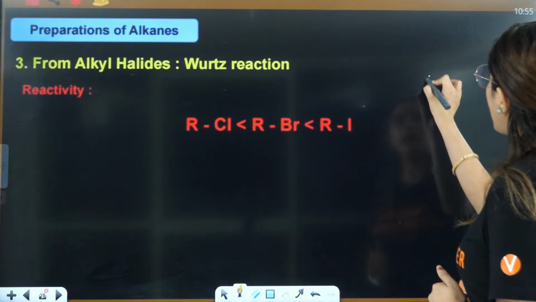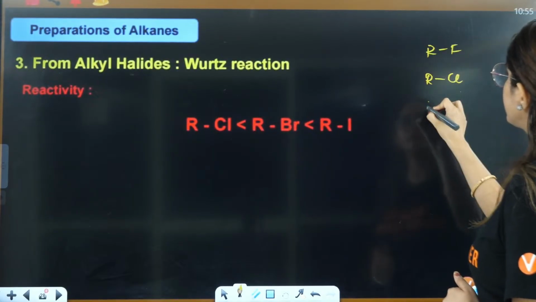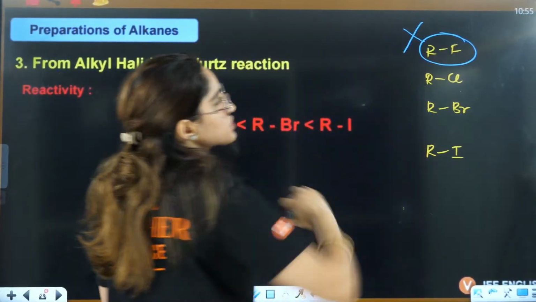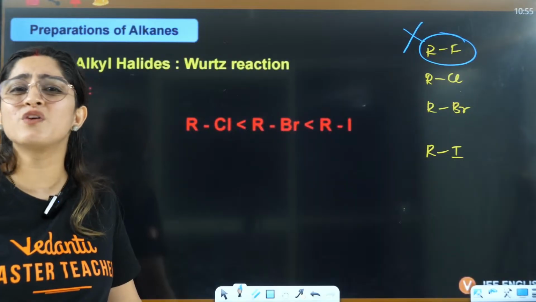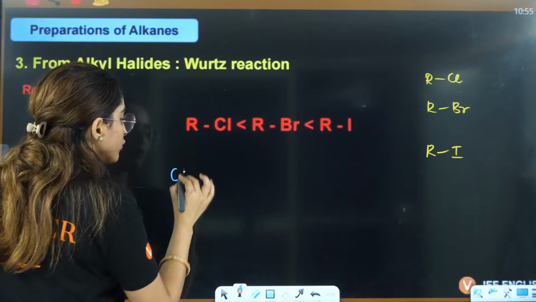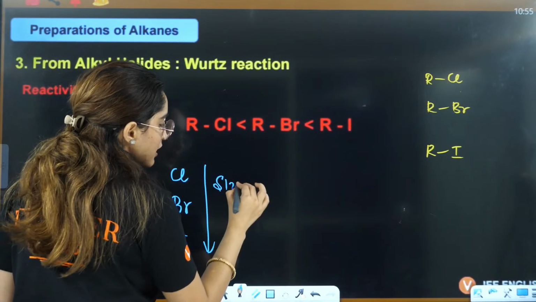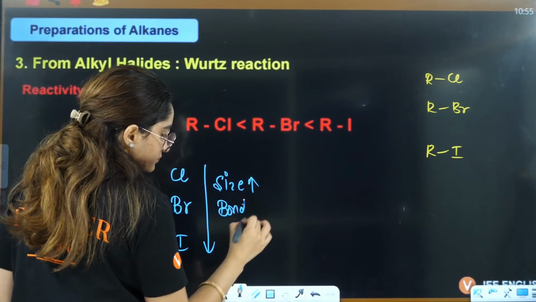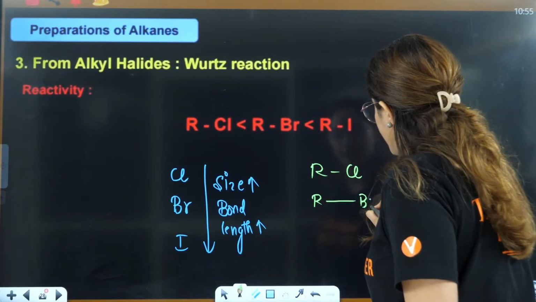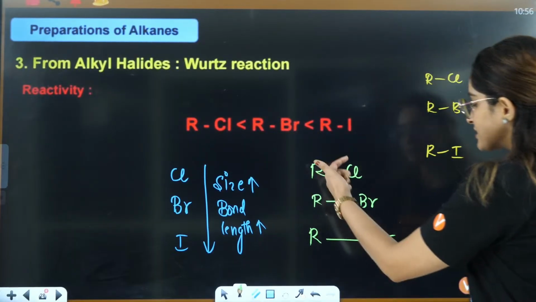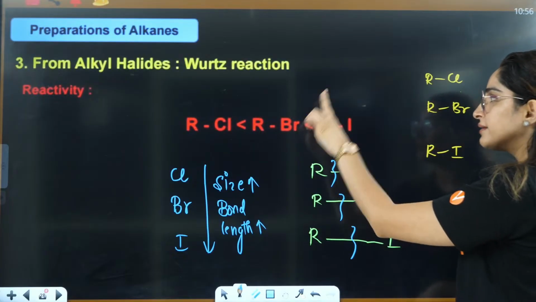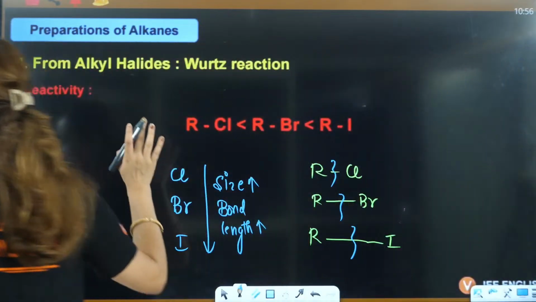Now we know that down the group, this is RCl, this is RF, this is RBr, this is RI. The R-F bond is very difficult to break, so this we will never use. Fluorine is already very explosive, so in most reactions we will not even talk about fluorine. We will talk mostly about chlorine and bromine only. Down the group, chlorine, bromine, iodine, the size increases, so bond length increases. You can see bond length is increasing, and the longer the bond, the easier it is to break. So we can say RI has the highest reactivity, then RBr, then RCl. That is the reactivity order here.